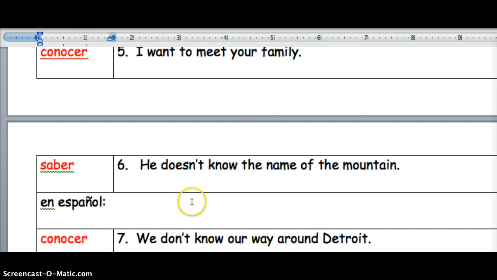He doesn't know the name of the mountain. Let's work on that translation. So él no, we need the he form of saber. That's sabe. Él no sabe el nombre de la montaña.